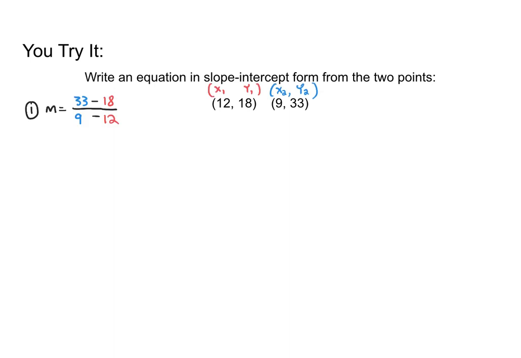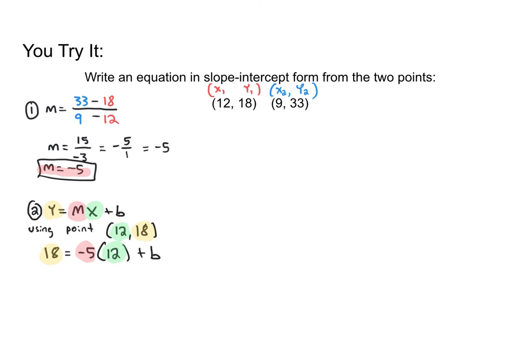It's the initial slope. So m equals 15 over -3, which is going to be equal to -5 over 1, or just -5. There's our m. I like to write it down. Okay, so I chose the first point. You might have chosen the second, so it might look a little different for you.